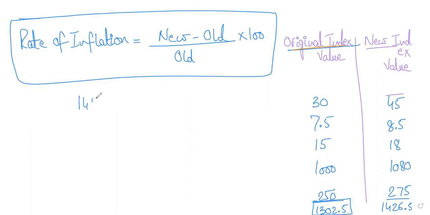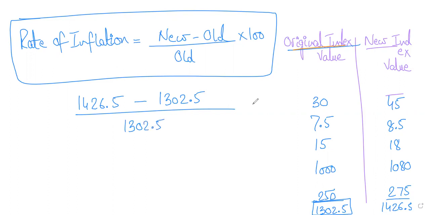So what is the new index value? Can you see it on the board? So this was the new index value, right? So I've given it the same terminology, same wording, so that we can be more clear on this. What was the old index value or original index value? 1302.5, divided by the old index value, which is 1302.5, and then simply multiplied by 100.